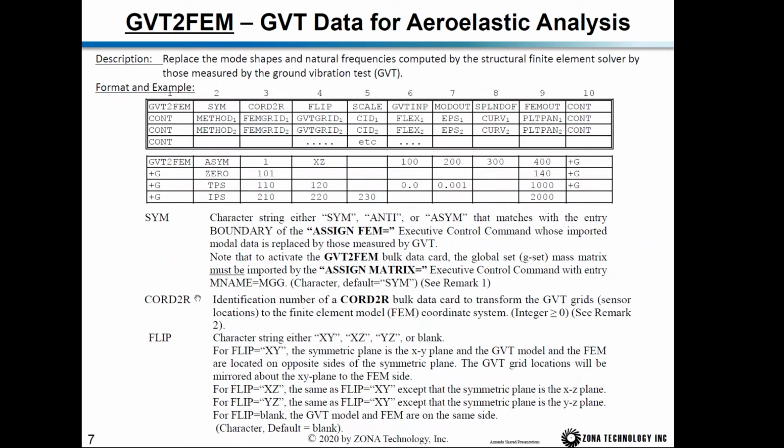So the card is called GVT to FEM, and SYM can be SYM, ANTI, or ASYM that match the entry boundary of the ASSIGN FEM executive control command, and whose imported model data is replaced by those measured by GVT. To activate GVT to FEM, the GSAT mass matrix must be imported by the ASSIGN FEM.